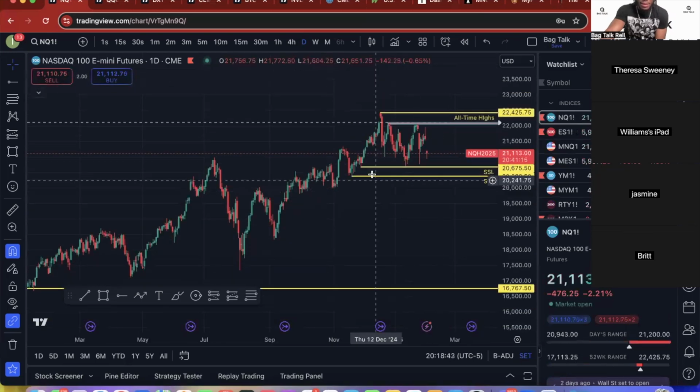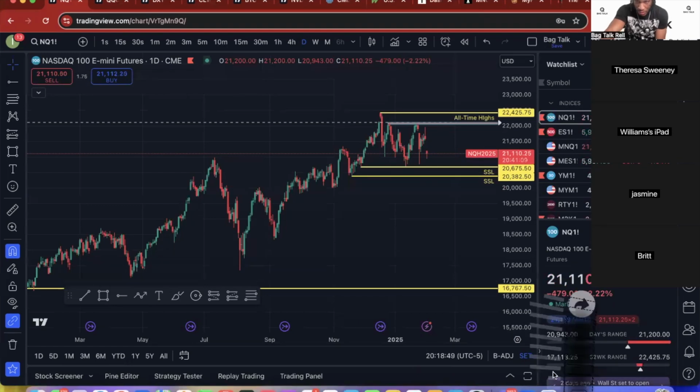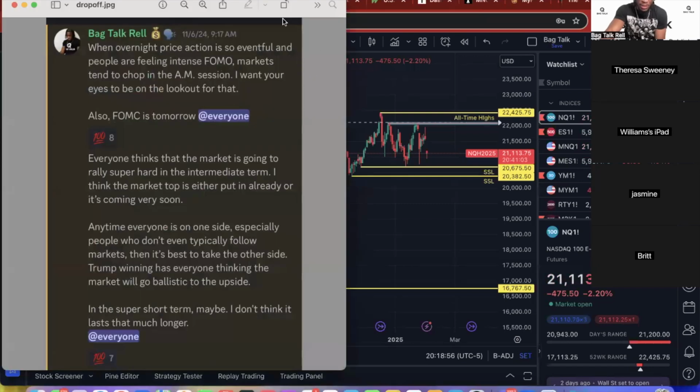On the NASDAQ, I told you guys on election day, y'all don't hear me for real on NAS. Let's check this out. This is in the chat right now. This is the morning after election. Y'all might remember when Trump got elected, the price went crazy to the upside. Everybody was like, oh my gosh, crazy bull market coming. And this is what I said.